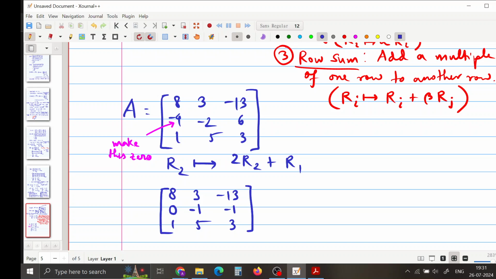Is everyone clear with this step so far? Please unmute if you have any doubts.